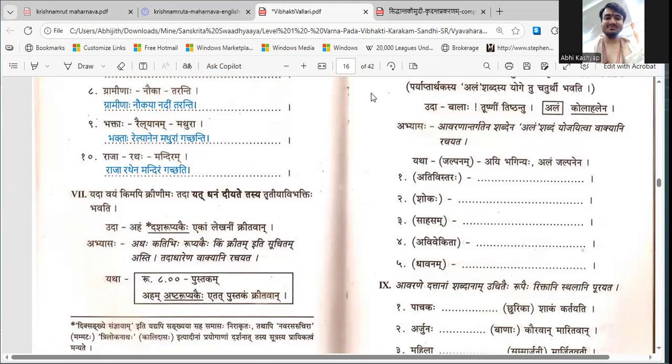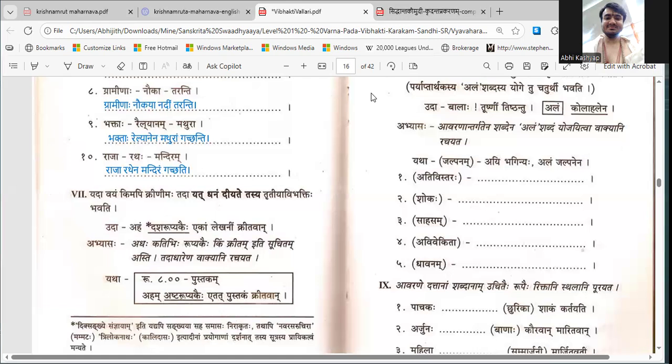They have given an example. Aham dasha rupyakaihi, because it's more than one, bahuvachana. Ekam lekhanim kritavan. So I bought a pen for 10 rupees. So same we have to do. They have given figures. We have to convert it into words.